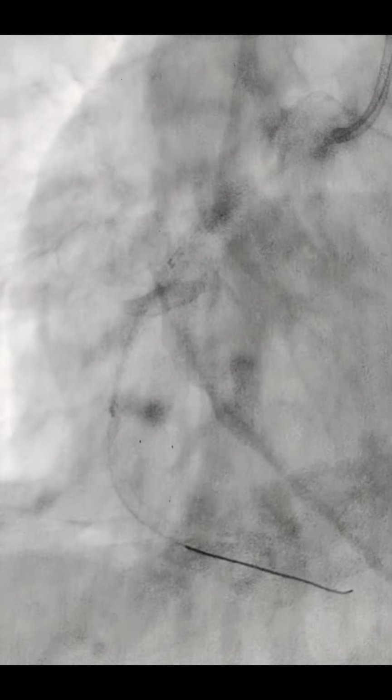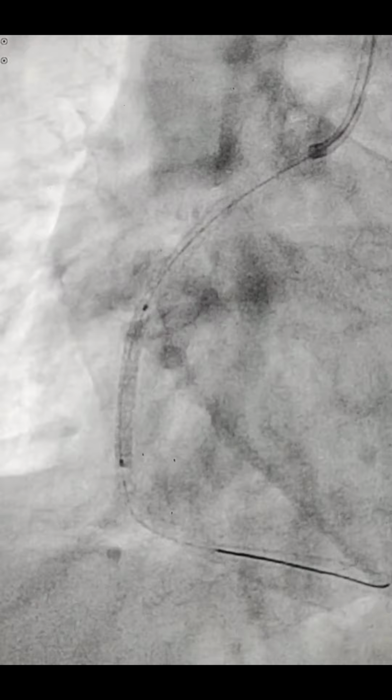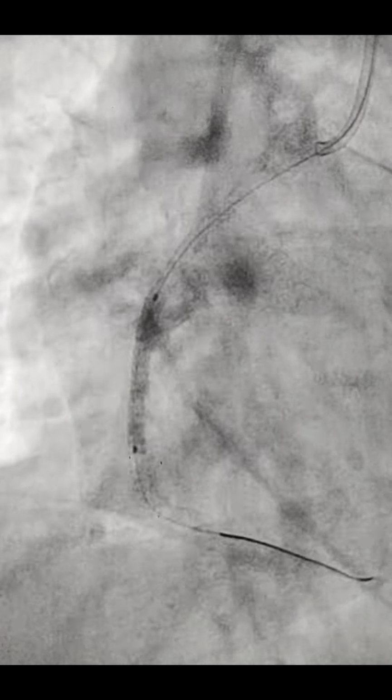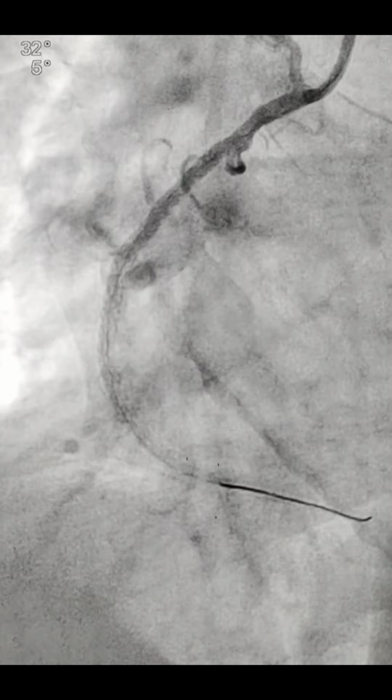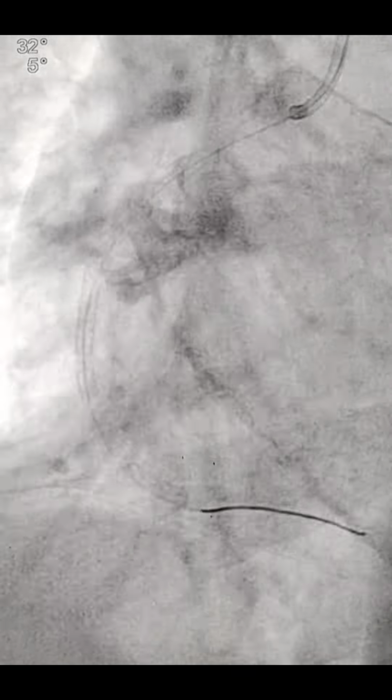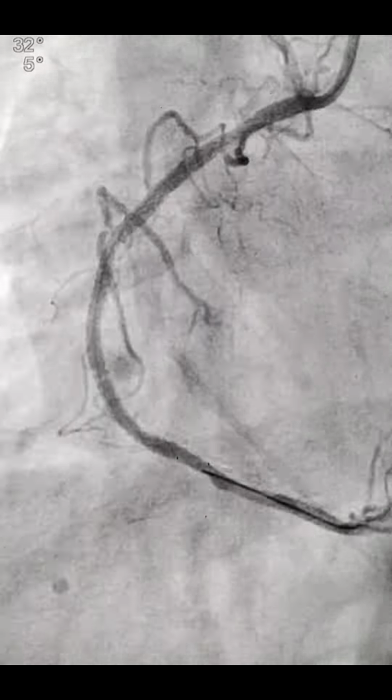So we overlapped this middle stent with the upper stent and lower stent. This was the stent we deployed here. Both stents were 2.75 by 24. And this is a picture after the stent deployment and overlap. We overlapped both stents.